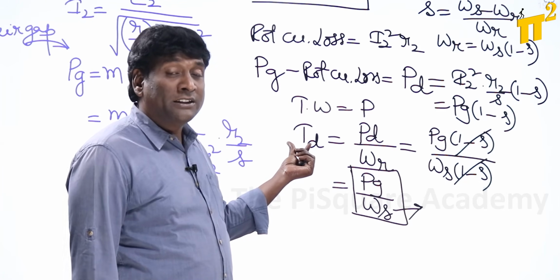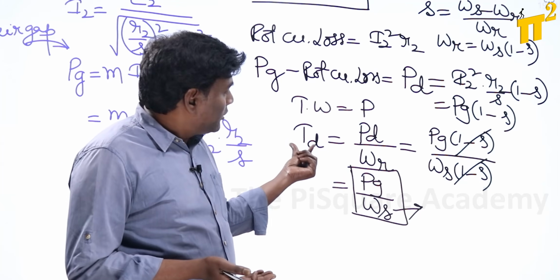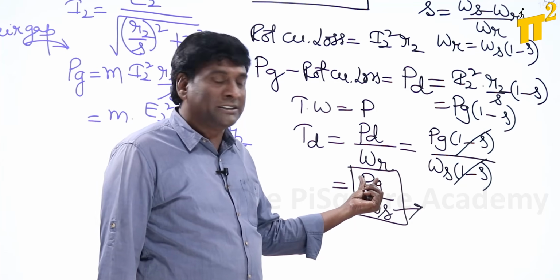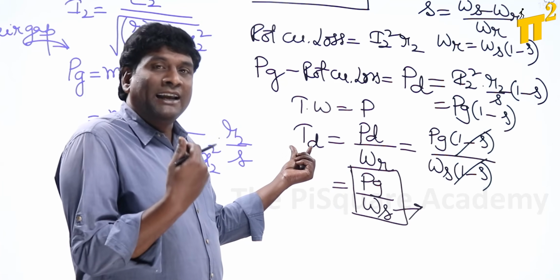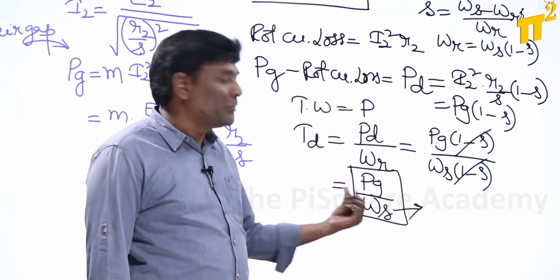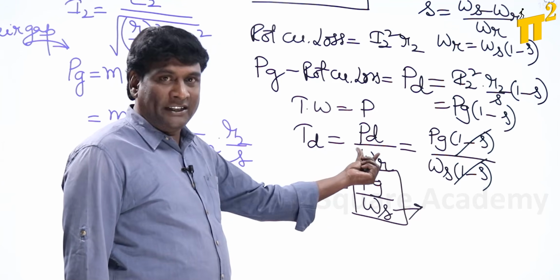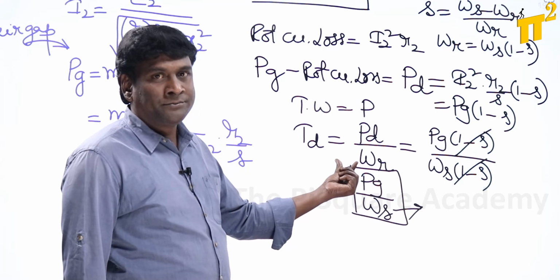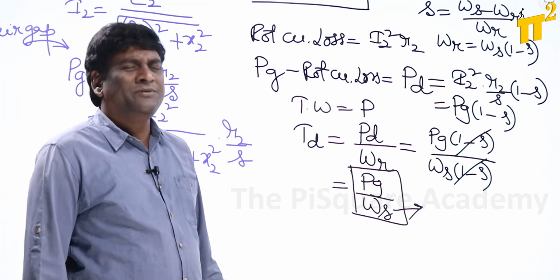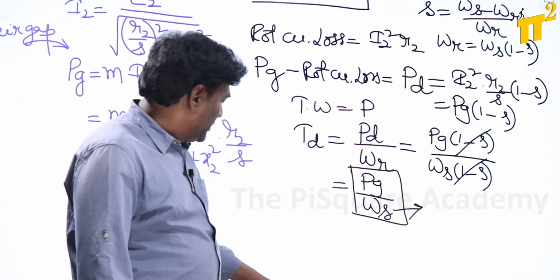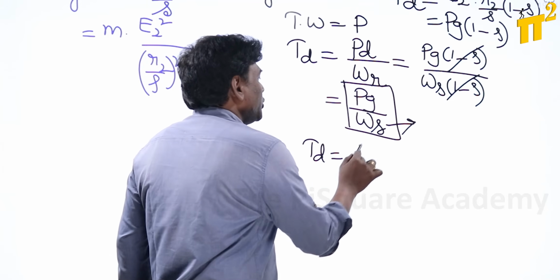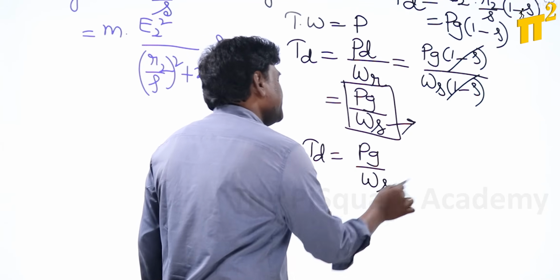Now in order to calculate maximum torque, we should be able to differentiate only PG. My developed torque is going to be maximum when PG is going to be maximum. It is a sufficient condition because omega S is constant. But if you think of TD equal to PD by omega R, then PD by omega R should be maximum, which is difficult and lengthy to calculate. So for developed torque we are fixing this equation, TD equal to PG by omega S.